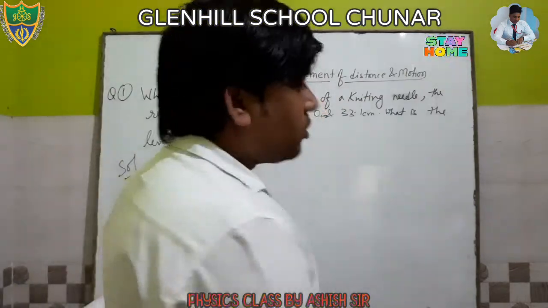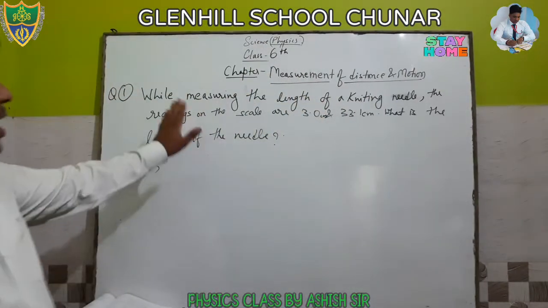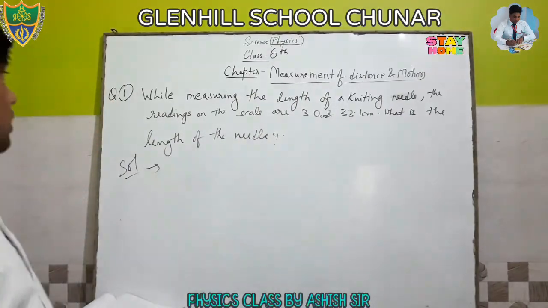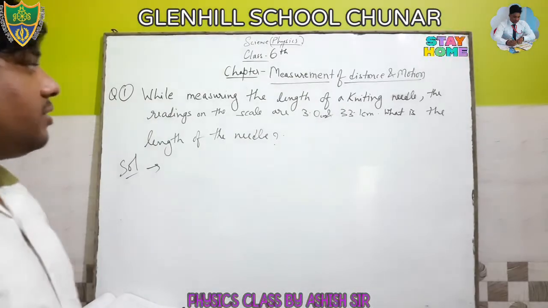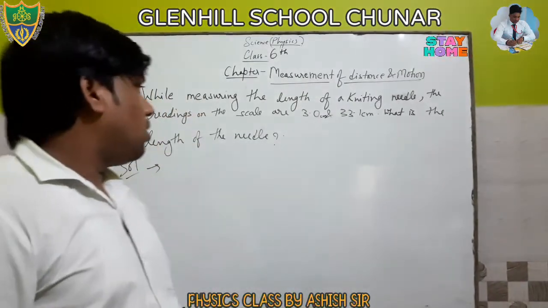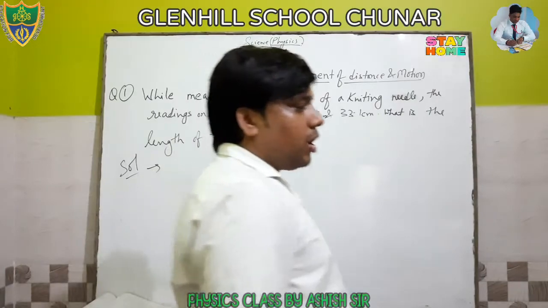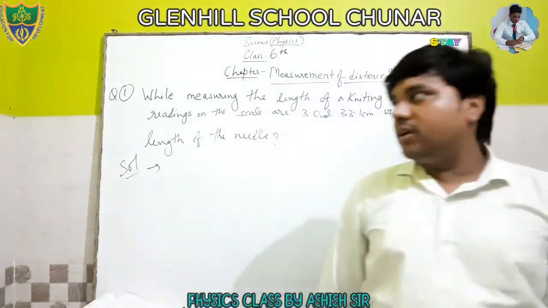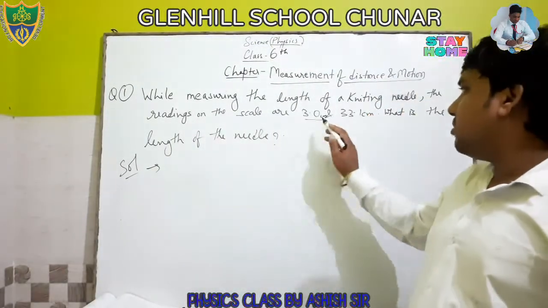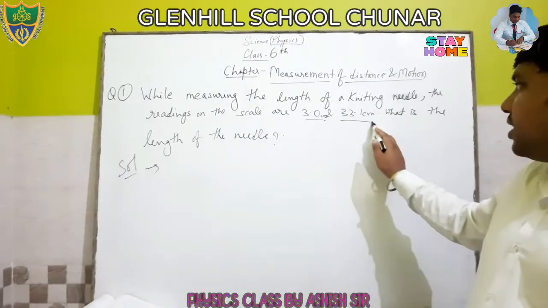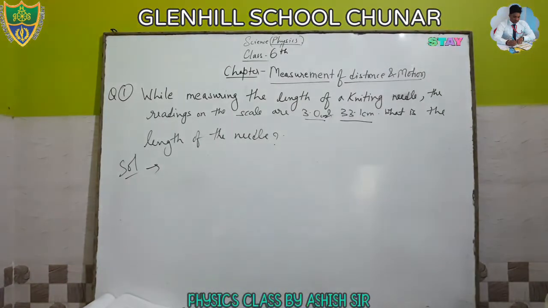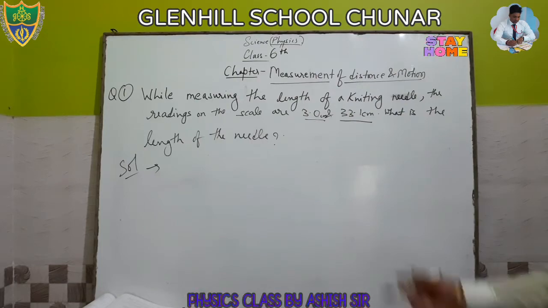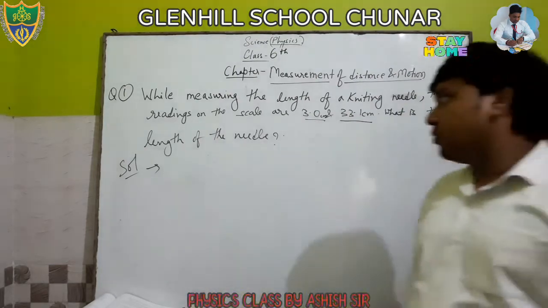Now see how to do this question. The question says, while measuring the length of a knitting needle, the readings on the scale are 3 centimeter and 33.1 centimeter. What is the length of the needle? The starting point of the length is 3 centimeter and the ending point is 33.1 centimeter. Then what is the length of the needle? Let's see how to do.